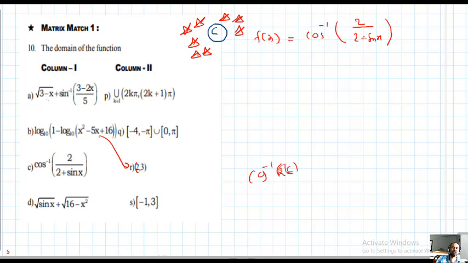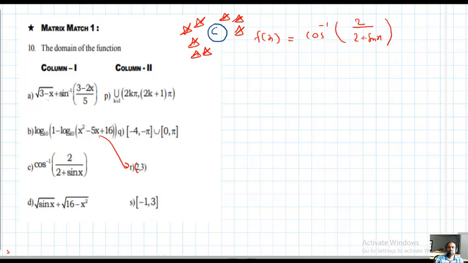What values of k? 2k lies between -1 and 1. So cos inverse of 2k plus 1, domain means what is the meaning? What values of k? 2k plus 1 should lie between -1 and 1. So what is the domain of this function? What values of x? 2 by (2 plus sin x) should lie between -1 and 1.